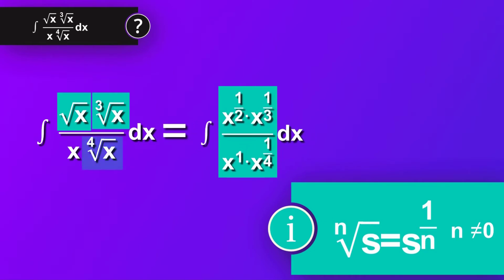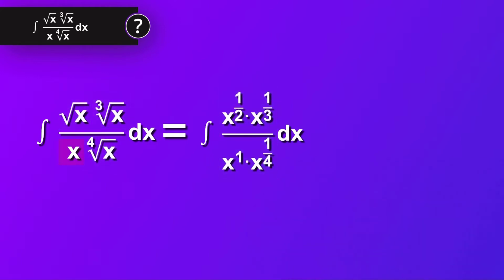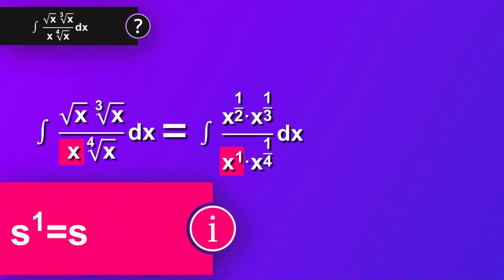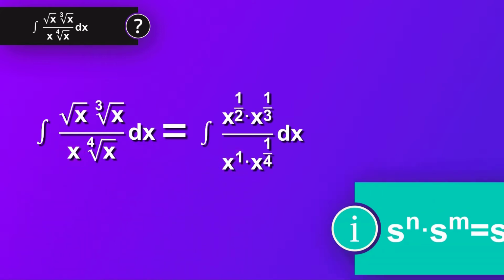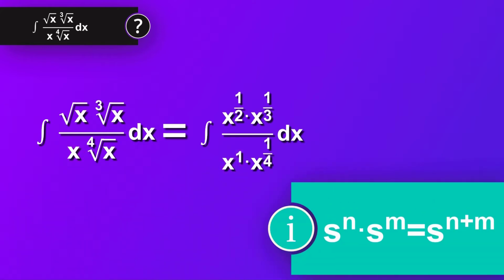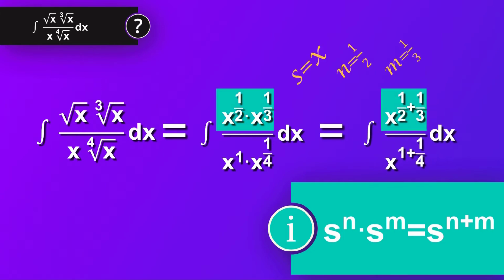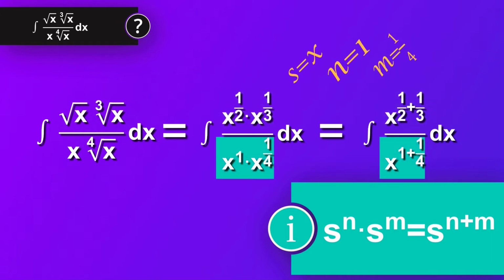Finally, we've got x raised to a half multiplied by x raised to 1/3 divided by x raised to 1 multiplied by x raised to 1/4. We can express x as x raised to 1 using the formula s is equal to s raised to 1, where s is x. Now, knowing that s raised to n multiplied by s raised to m equals s raised to n plus m, we can rewrite the numerator as x raised to a half plus 1/3 and the denominator as x raised to 1 plus 1/4.